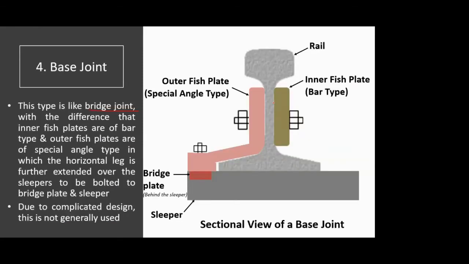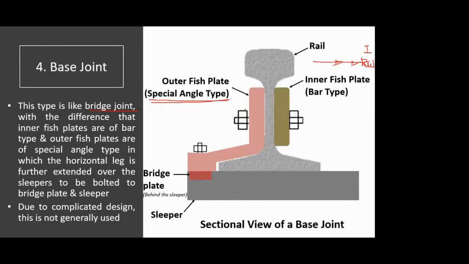But in the case of a base joint, what you have is a normal fish plate on the inner side. Now on this side you have one more rail. Suppose somewhere here you have another rail which is placed. So the inner fish plate is a bar type, a flat steel bar or metal bar. But the outer fish plate is a special angle type.